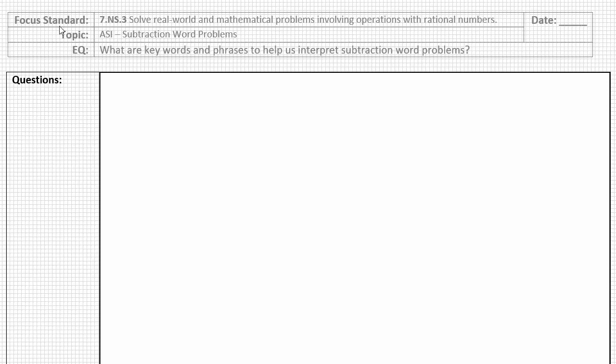Our focus standard for this lesson comes from Grade 7, Number Systems, Standard 3, Solve real-world and mathematical problems involving operations with rational numbers. Our topic comes from our Adding and Subtracting Integers unit, Subtraction word problems. Our essential question is, what are key words and phrases to help us interpret subtraction word problems?